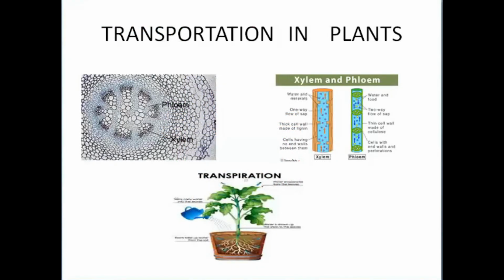Next, transportation in plants. In plants, transport of food, water, and minerals takes place through special tissues called vascular tissues. It is of two types, xylem and phloem. The xylem tissue transports water to all parts of the plant, and the phloem tissue transports the food to all parts of the plant. Food is prepared in the leaves. Transpiration. Transpiration is the process by which plants give out water through the stomata in the leaves.